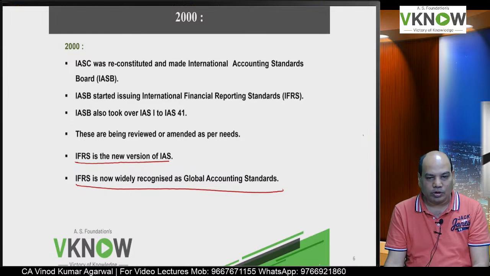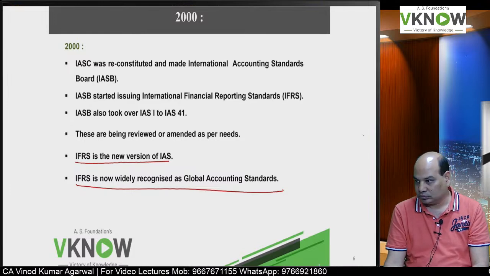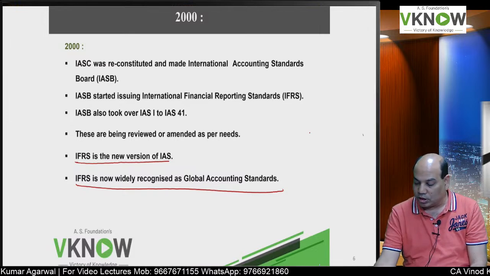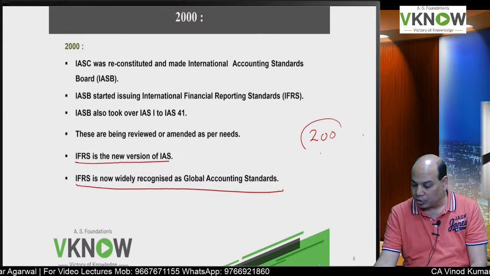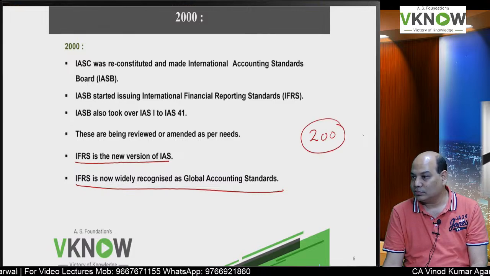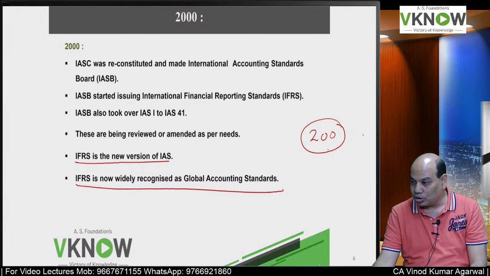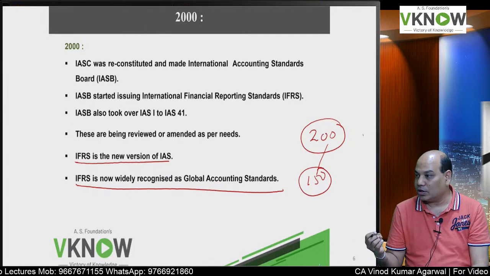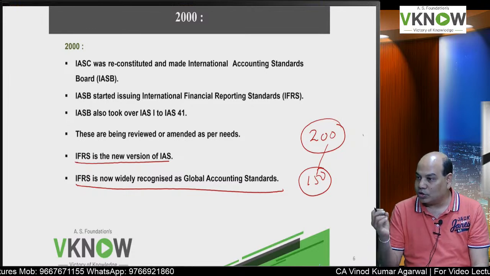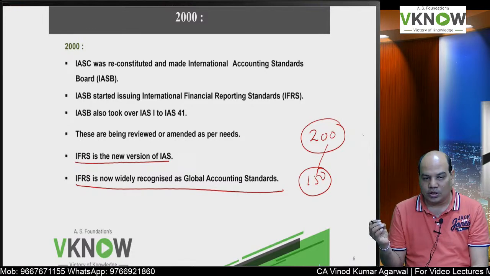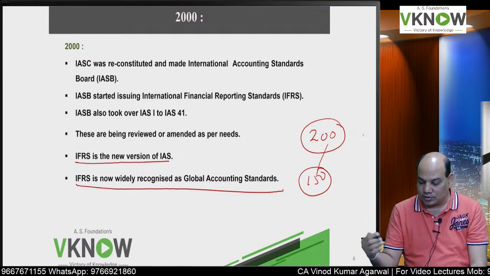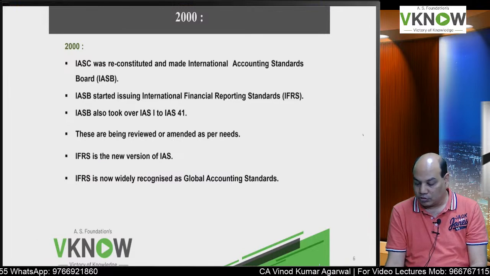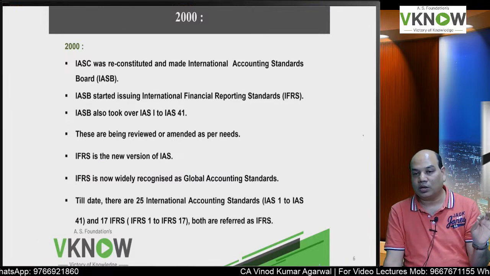How many countries follow IFRS? More than 150 countries. Globally there are approximately 200 countries, and out of that more than 150 either have adopted IFRS or have converged to IFRS. The numbers keep changing because some new members will start following IFRS also. So it is now treated as a global accounting standard.